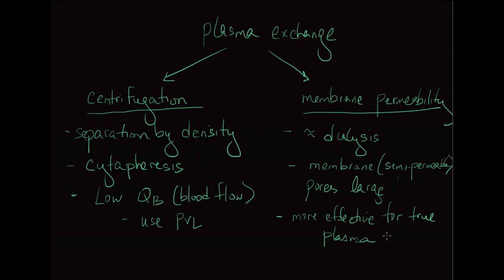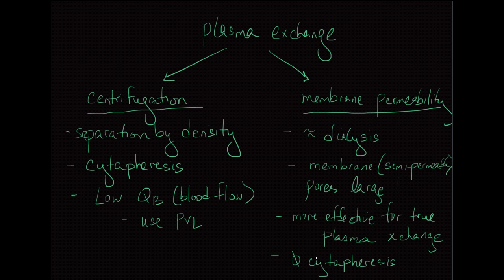There are two major limitations for membrane permeability. One has to do with the membrane itself. The membrane is large enough to allow immunoglobulins to pass, but not large enough to allow any cells to pass. So you cannot perform any cytophoresis. Say, for example, you have that patient with hyperviscosity syndrome. Membrane permeability would be the bad method to use to treat that patient because you wouldn't be able to get rid of any of the cells, whether they're platelets, white blood cells, or red blood cells.